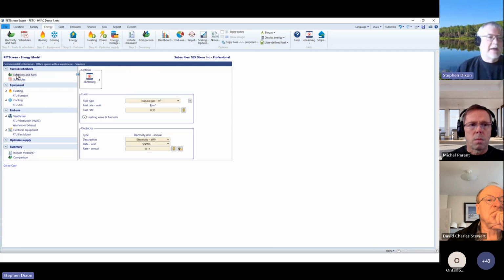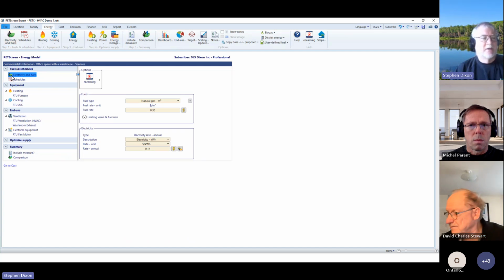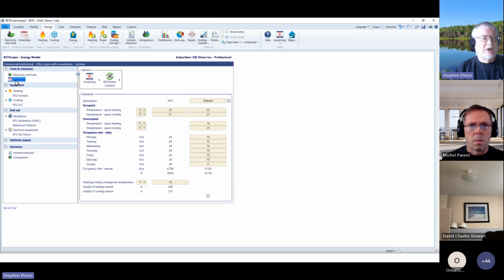Okay. So down the left-hand side, we need to have electricity and fuels, and these actually also flow across the top to some extent as well. So electricity and fuels, what are we using in this building, right? What are the schedules that we're using? And we can add schedules to our heart's content. We're not stuck with the 24/7. Michelle will use a couple of different schedules, I think, in your examples.